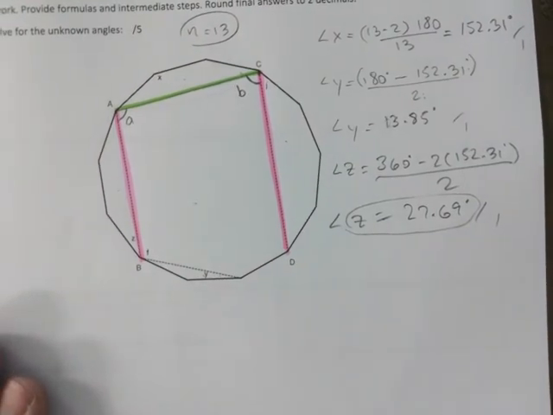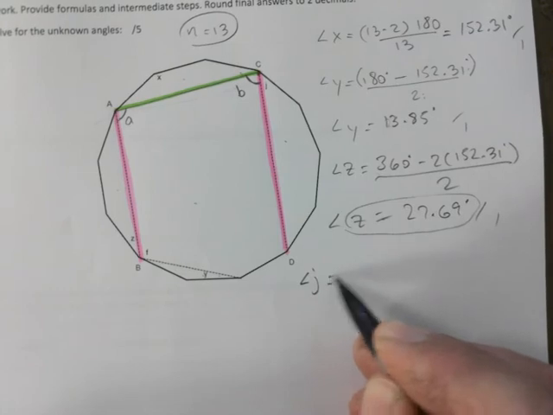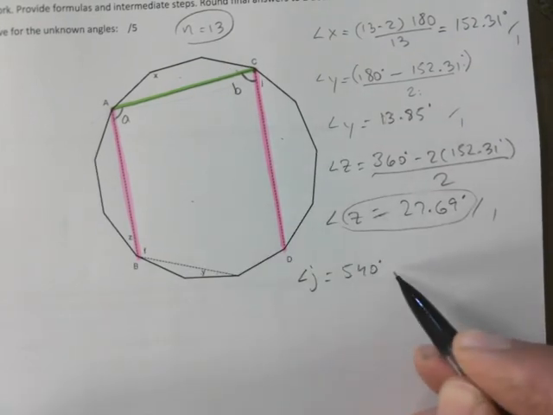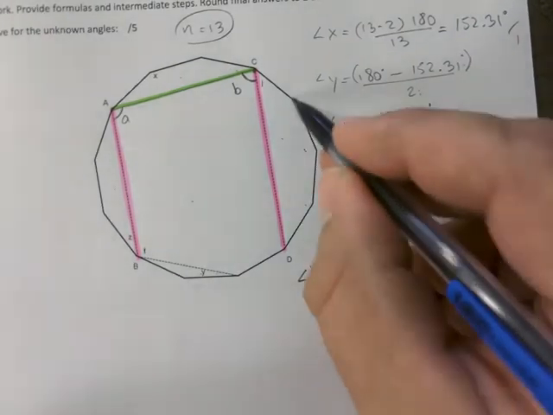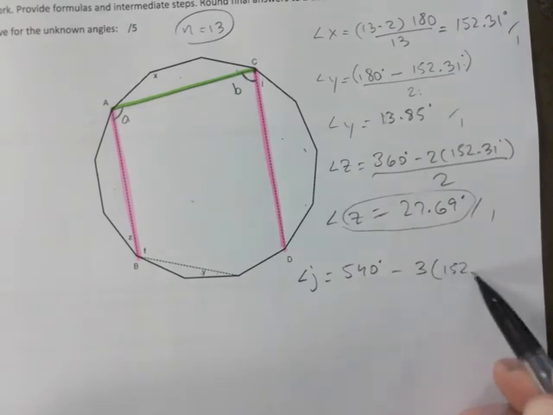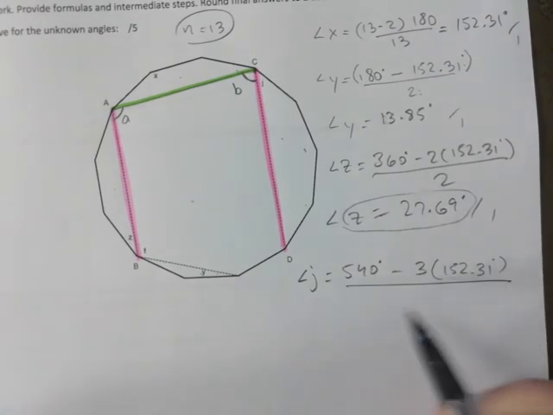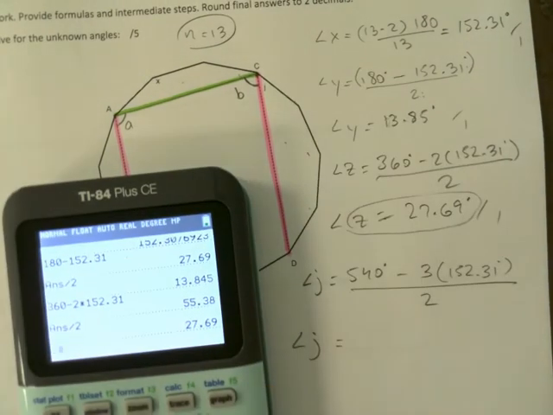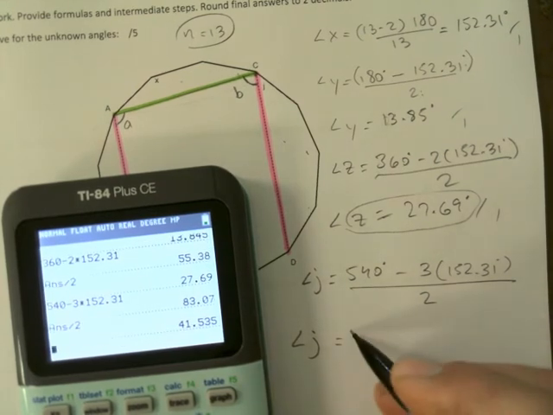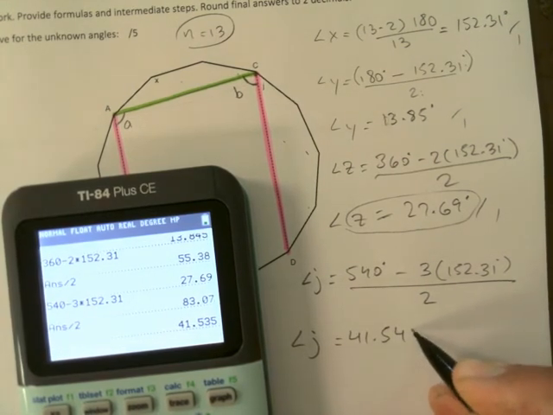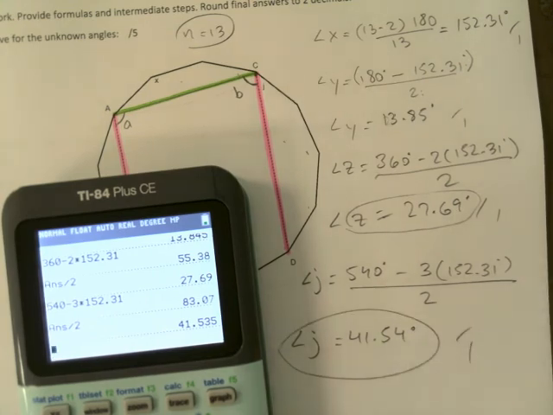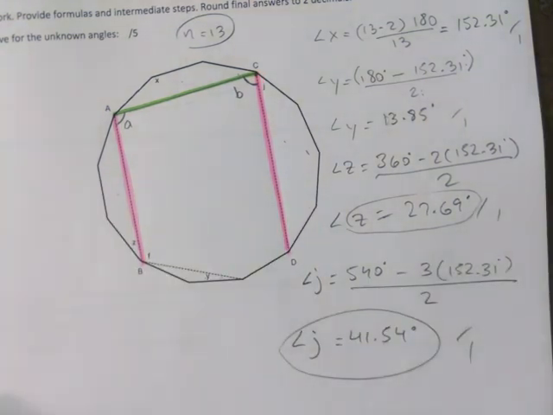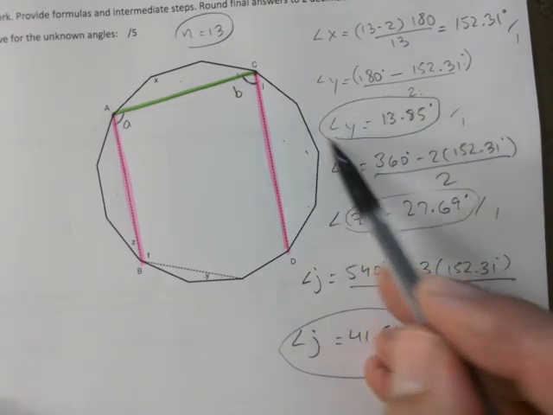And then what else am I going to find? J. Let's find angle J. That's a pentagon, so 540 is the sum. There are 3 interior angles. Divide that by 2 as well. So let's see if I get this. 41.54. You get a mark for that. Okay, so 111 so far.